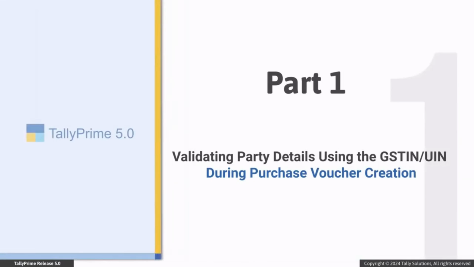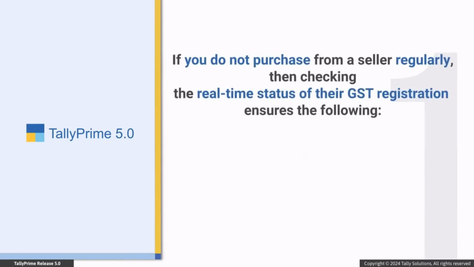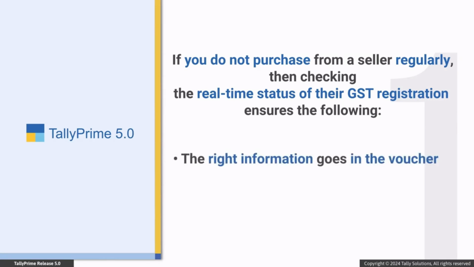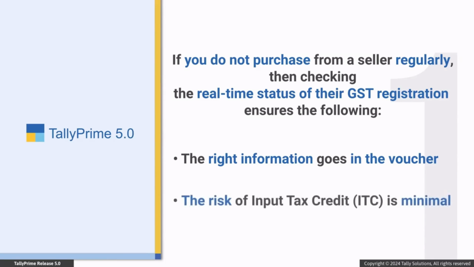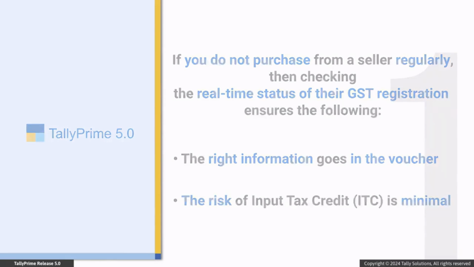Let's see how to validate details while recording a purchase voucher. Consider that you are purchasing from a seller after a long time. Since you don't purchase from them regularly, you will want to know the latest status of their GST registration. You can validate the real-time GST status of the supplier so that there are no discrepancies at the time of filing returns. And therefore, the risk about the input tax credit will be minimal.